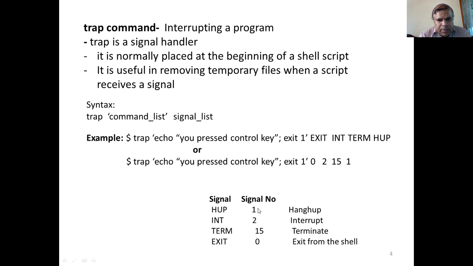So here are the signal names and the signal numbers. Instead of signal names, we can also specify the signal numbers. For exit, the signal number is 0. For interrupt, the signal number is 2. For terminate, the signal number is 15. For hang up, the signal number is 1.